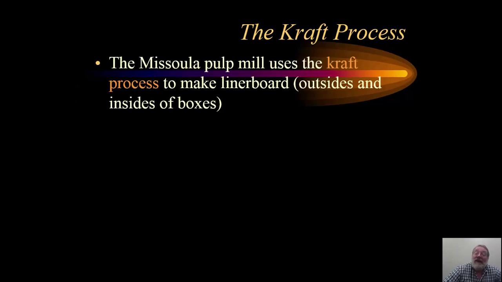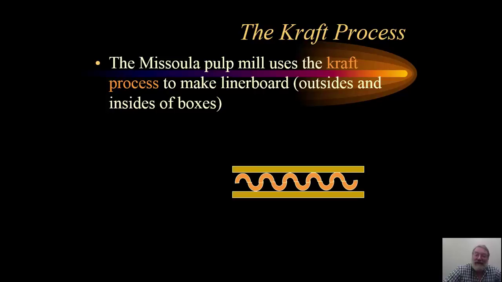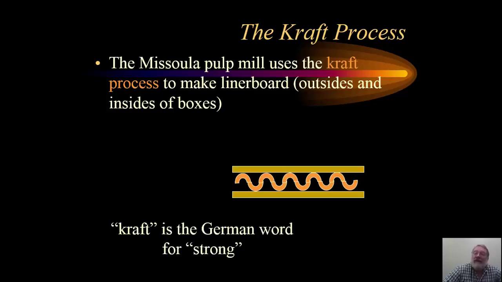What they do is they make liner board. That's the outside and inside layers of a cardboard box, not the crinkly stuff in the middle. If you look at a cross-section of cardboard, you can see 2 flat sheets of liner board on the outside and the inside, and then the corrugated medium in between. They don't make the corrugated medium in Missoula, they just make the liner board. Why do they call it the kraft process? Well, they want to make strong boxes, and kraft is the German word for strong.